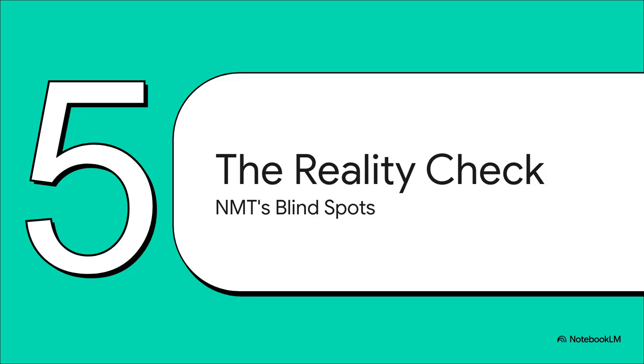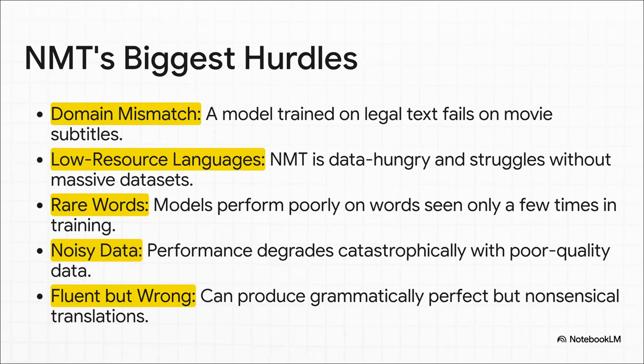So with breakthroughs like this, NMT has gotten incredibly good. I mean, it's powerful, but it is far from perfect. And honestly, looking at where it fails is actually pretty revealing. Yeah, NMT has some pretty big blind spots. For instance, if you train a model on dense legal documents, it's going to be terrible at translating movie subtitles. It's also really data hungry, so it struggles with languages that don't have billions of words of translated text available online. It's not great with rare words either. And if you feed it messy, low-quality training data, the performance just falls off a cliff.